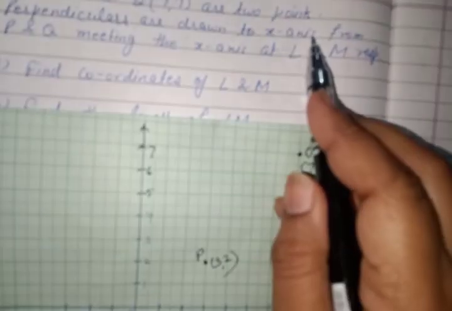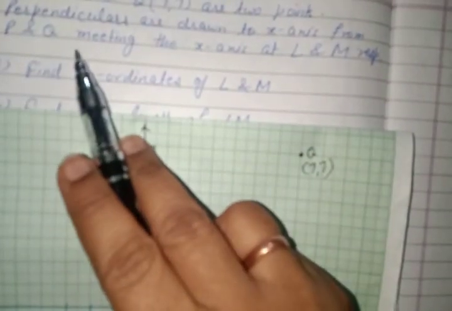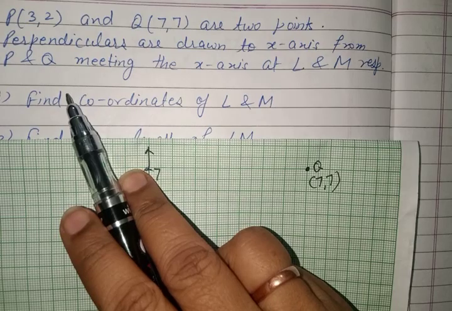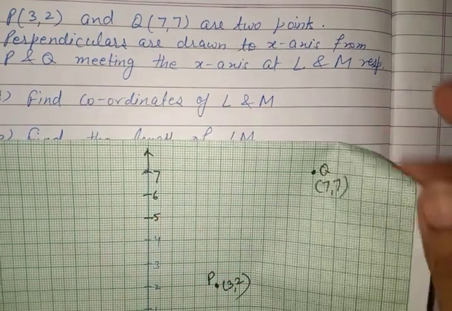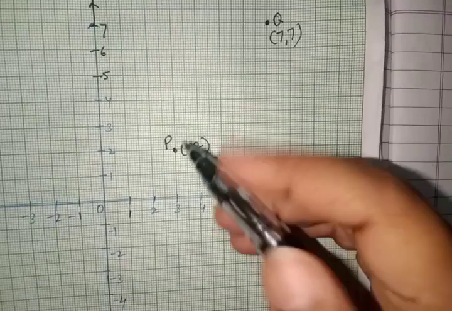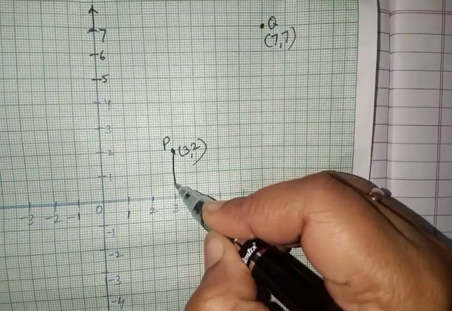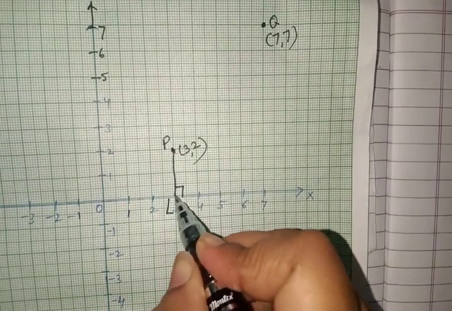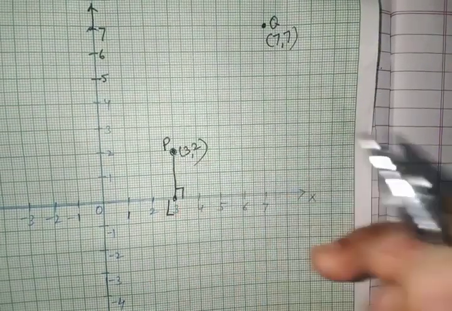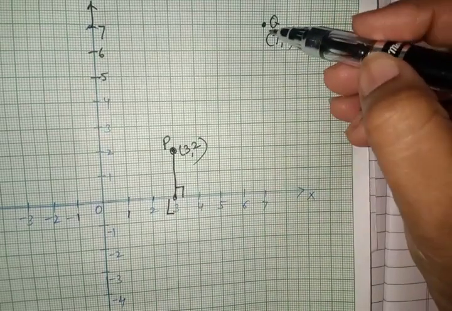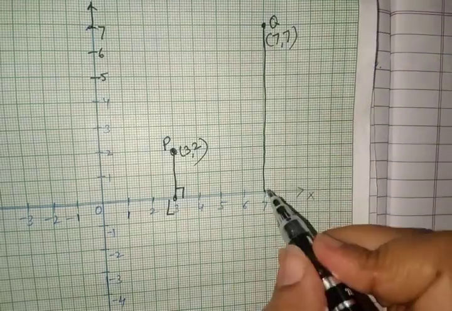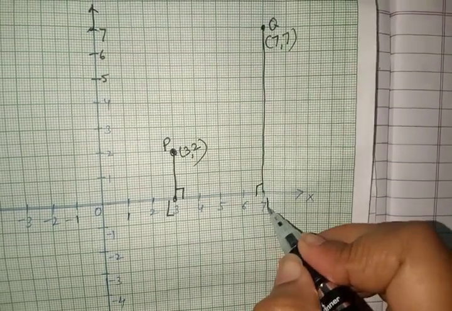Now the next line they are saying that perpendiculars are drawn to x-axis from P and Q. Perpendiculars are drawn from P and Q meeting the x-axis at L and M. We will draw perpendicular. This is perpendicular meeting the x-axis at L. This point is L. And if we draw perpendicular from Q on x-axis, then this will be M.